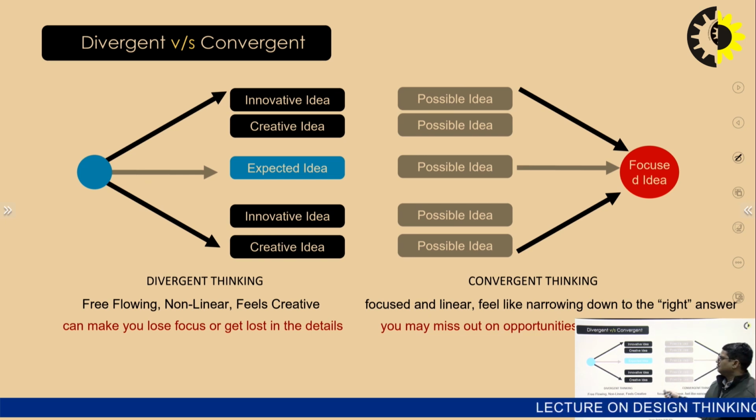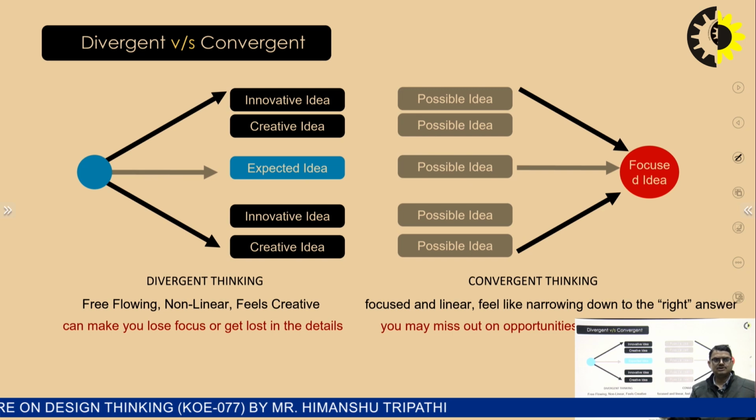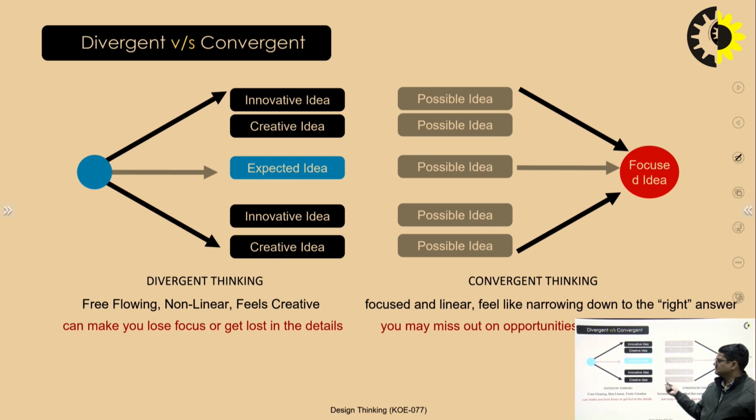When we have many possible ideas with us, we want to sum up those ideas so that we can focus on one particular idea. So, we want to reach one focused idea. That is the convergent thinking approach. In physics, you have already learned the concept of divergence and convergence. This is the same thing, but we are applying both concepts to the thinking model, right.